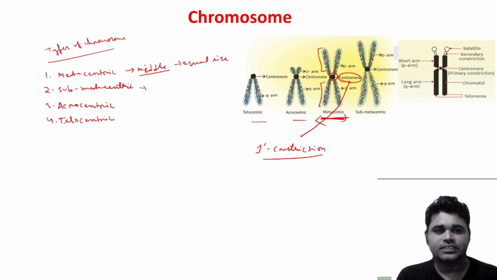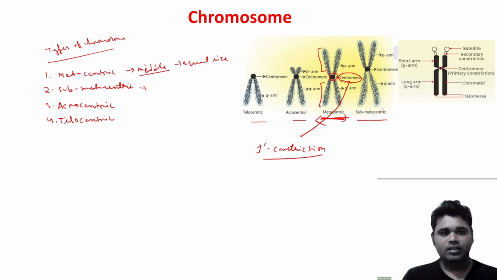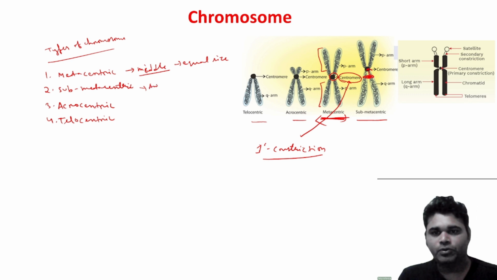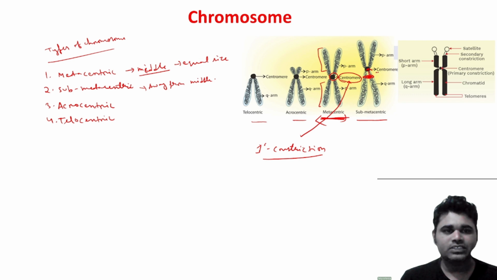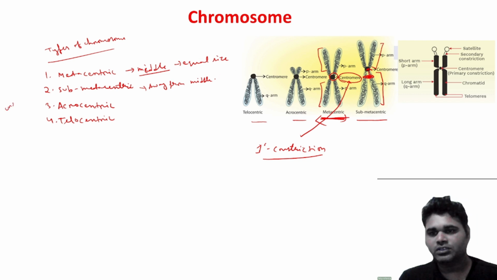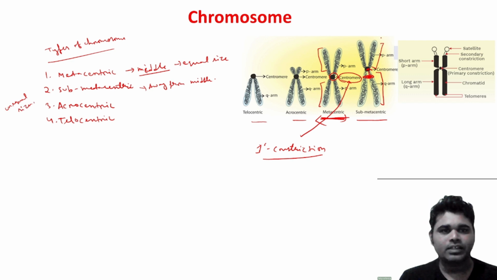Next, come to the submetacentric chromosome. Here the centromere is displaced, just away from the middle. That means the middle part is here, but the centromere is present some part away from the middle. Because of that, two arms are also formed, but these two arms are of unequal size. One arm is shorter. Here this one is short and this arm is a very long arm.